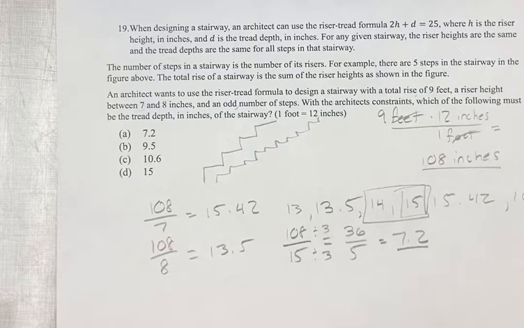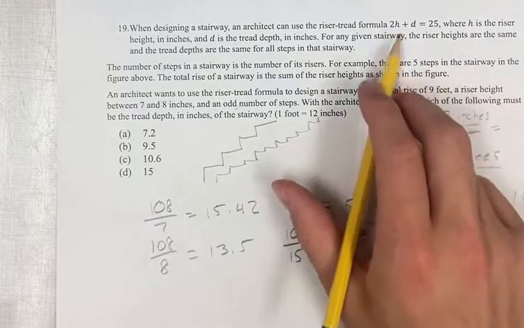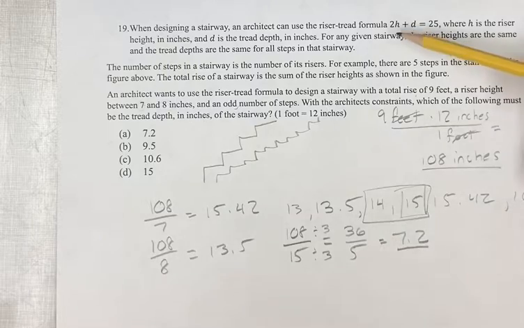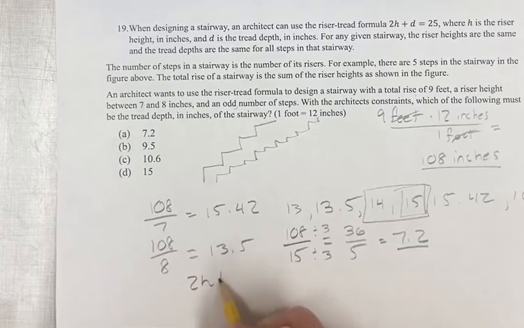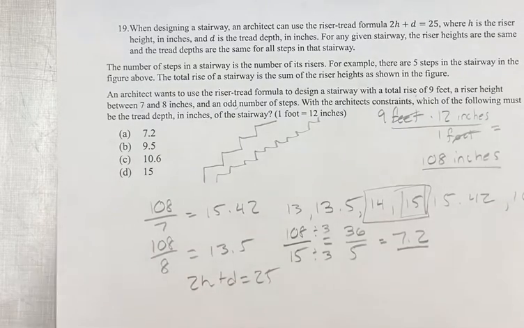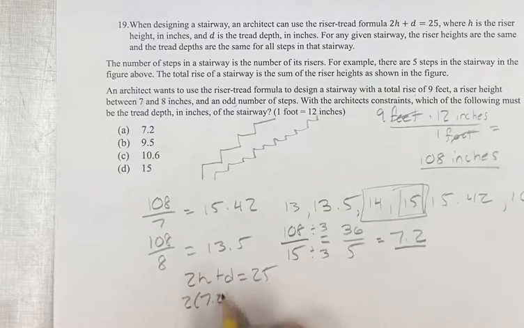And then we're not looking for the height, we're looking for the depth. So we have to plug it into the formula, which relates the height to the depth, where h is the height and d is the depth. So we have 2h plus d is equal to 25. And we know our h in this scenario is 7.2. So we have 2 times 7.2 plus d is equal to 25. 2 times 7.2 is 14.4 plus d is equal to 25.